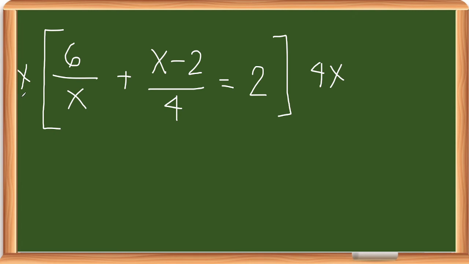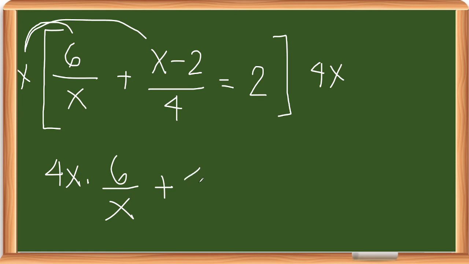So, now, let's first multiply this on the left side of the equation. The 4x, we multiply it by 6 over x. And then plus, here we multiply the 4x times x minus 2. Don't forget to put the bracket, since they belong together, over 4. Okay, equal to, so we have 2 times 4x, that's 8x.